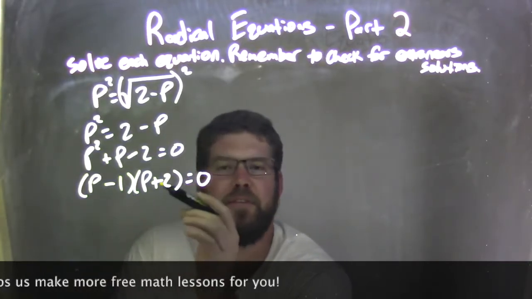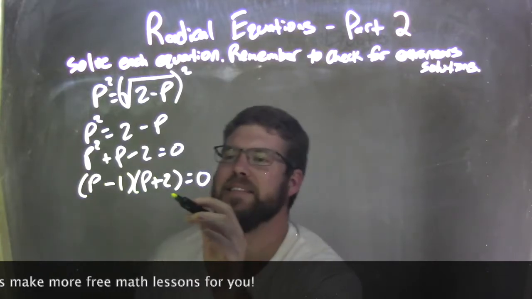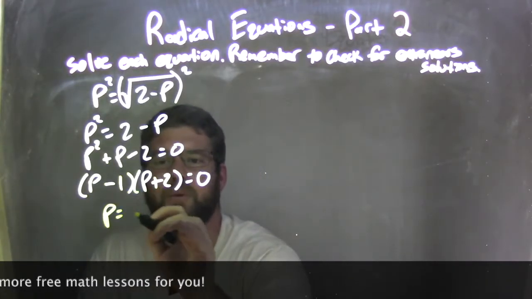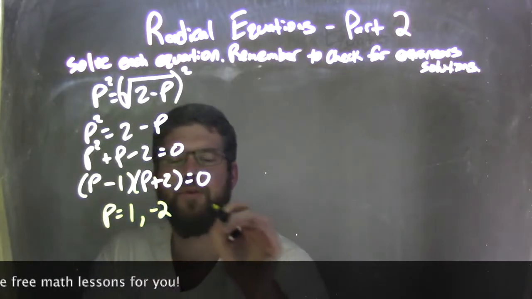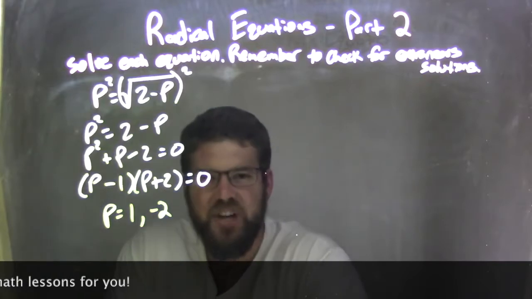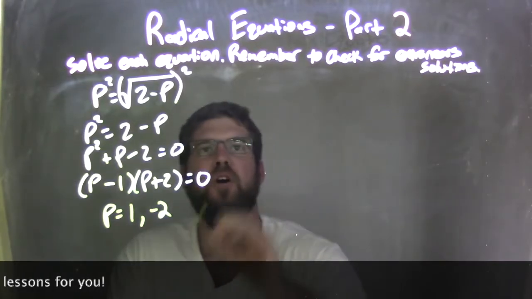Now that this is factored, I can set each part equal to 0, so my solutions here are p equals a positive 1 and a negative 2. Those are my two solutions, but I need to check if they are extraneous. So here's my check.